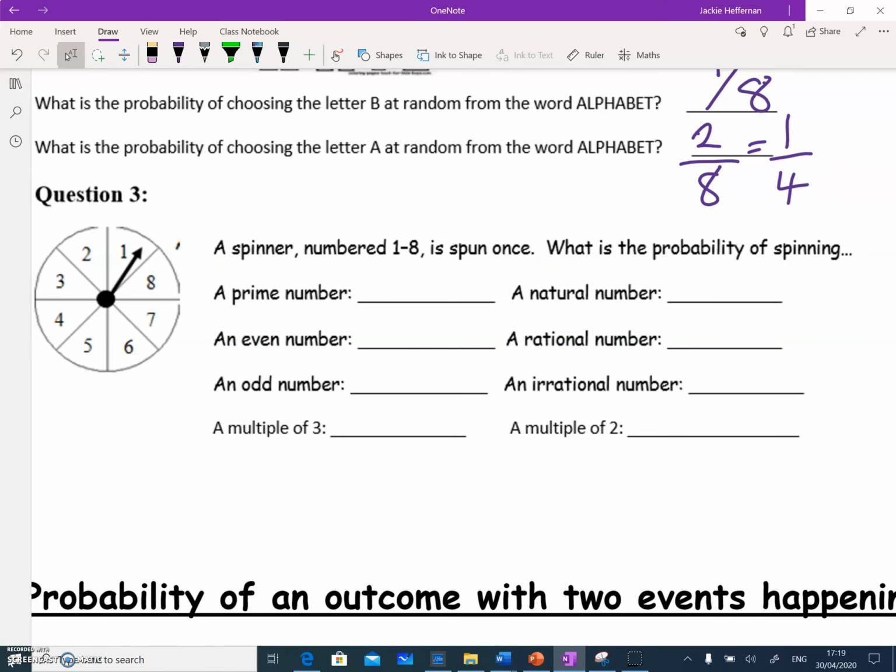Okay, a spinner numbered 1 to 8 is spun. What's the probability of spinning a prime number, an even number, an odd number, a multiple of 3, natural number, a rational number, an irrational number, and a multiple of 2? So first of all, they're all going to be out of 8.